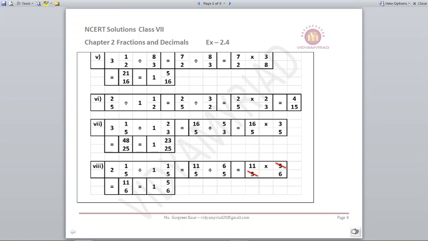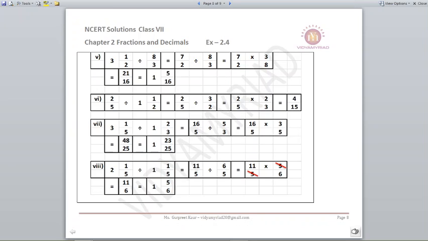Fifth part, 3 1 by 2 divided by 8 by 3. So 3 1 by 2 is 7 by 2 divided by 8 by 3. Change it. 7 by 2 multiplied by 3 upon 8. Nothing is divisible. 7 3s are 21. 2 8s are 16. It's improper fraction, divided, and you will get 1 5 by 16 as your answer.